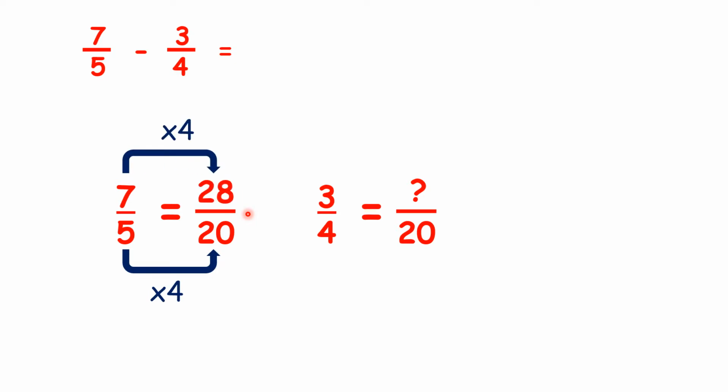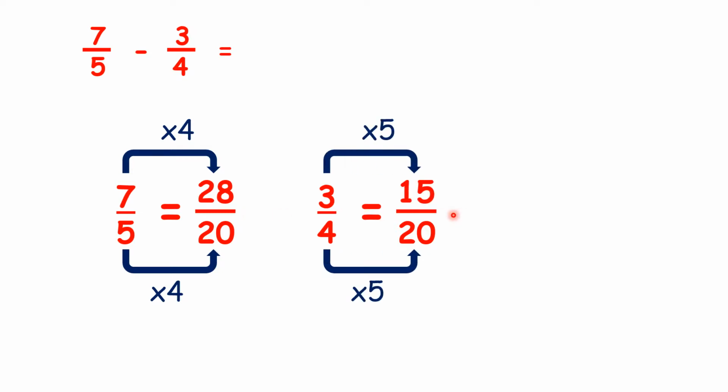7/5 is the same as 28/20, and 3/4 is the same as 15/20. So let's rewrite our question as 28/20 minus 15/20, which gives us 13/20, because we subtract the numerators and keep the denominator the same.